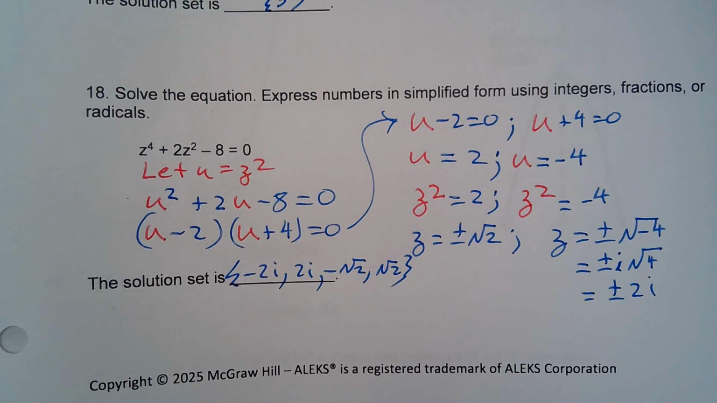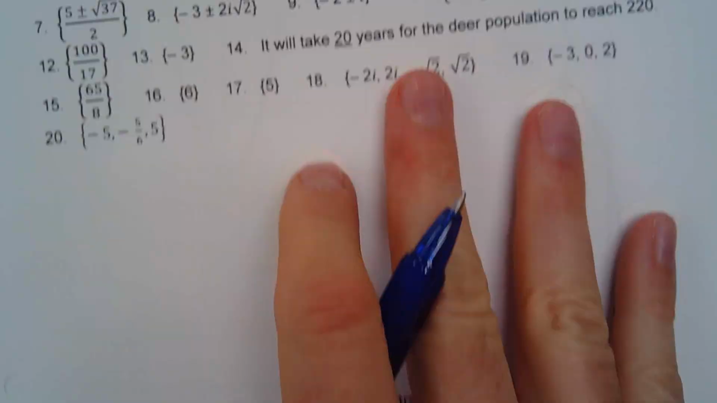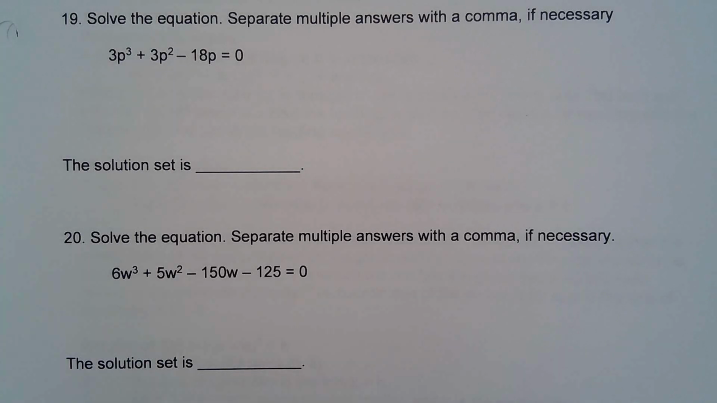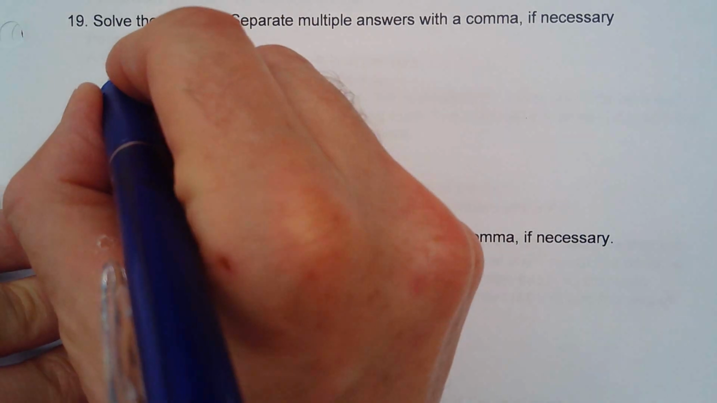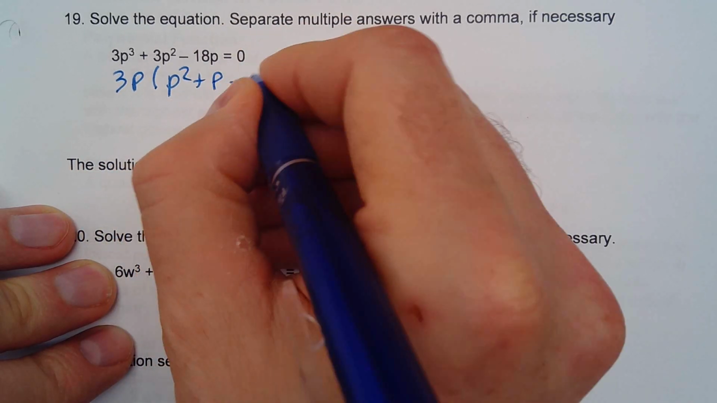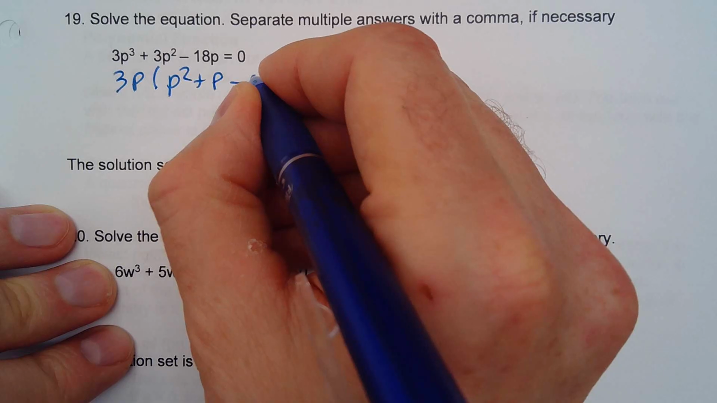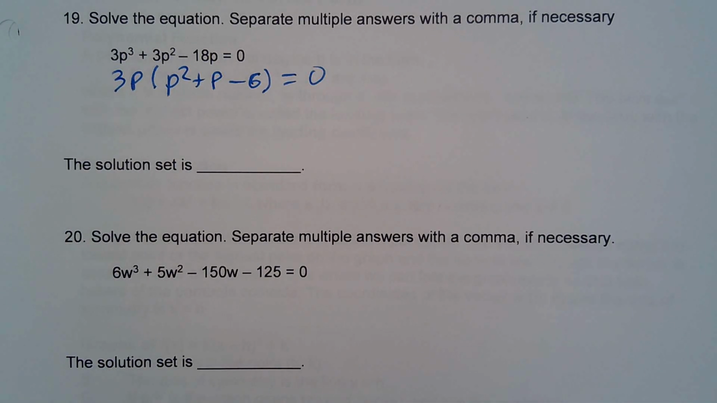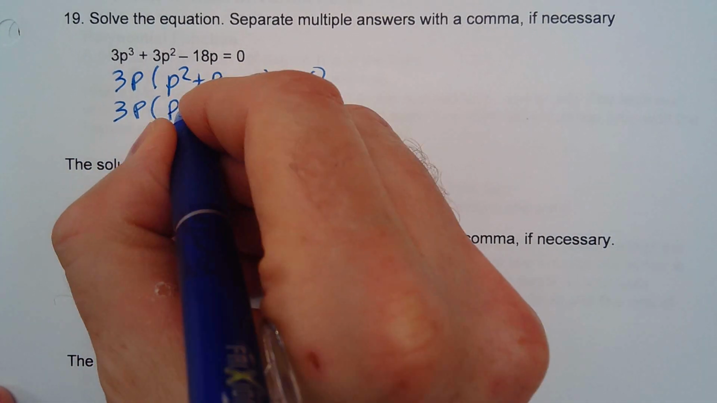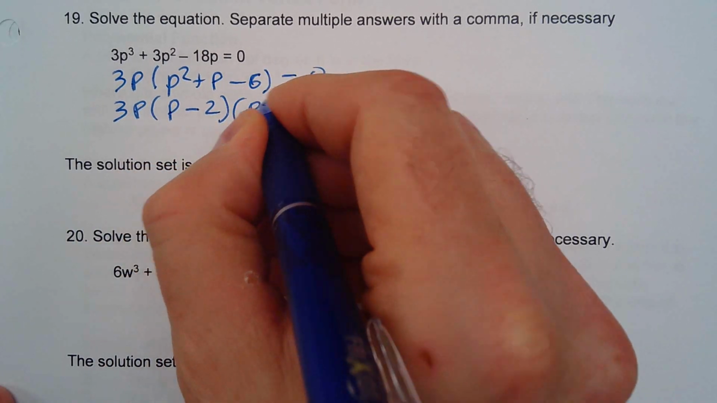Okay, let's go to the next page. Let's take a look at number 19. So number 19, we can factor out a greatest common factor of 3p. So that'd be p squared plus p minus 6 equals 0. You want to look for 2 factors of negative 6 that add up to 1. Well, that'd be 3 and negative 2. So that'd be p minus 2 times p plus 3.